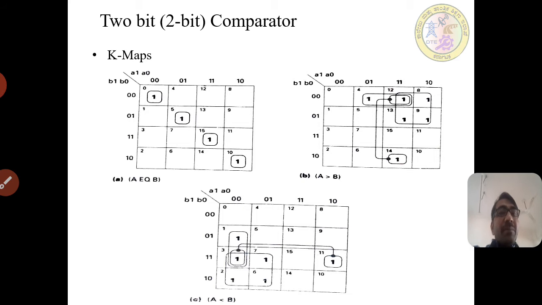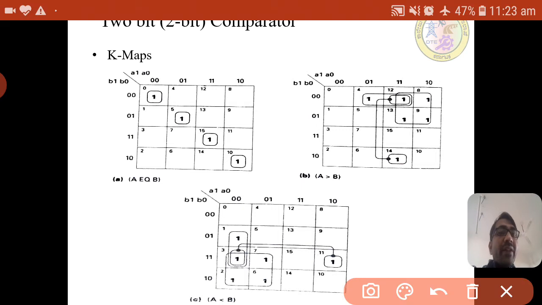Based on the truth table values, we are putting the min terms on the K-map. As we know, for A equal to B we have the 4 min terms, 1 2 3 4 we have put, and for A greater than B, 1 2 3 4 5 6 we have written, and for A less than B also 1 2 3 4 5 6 we have written.